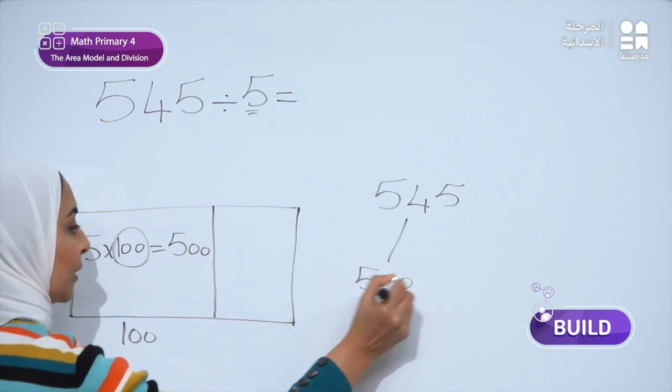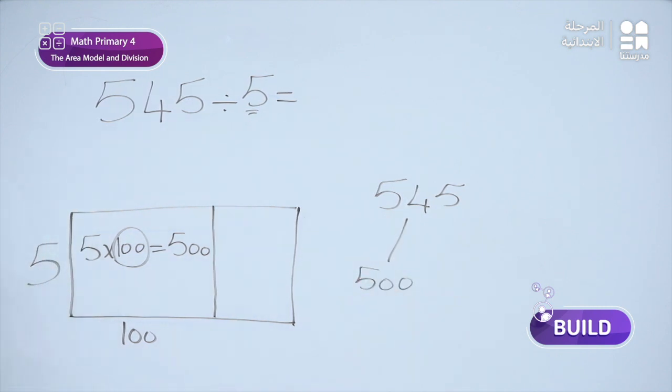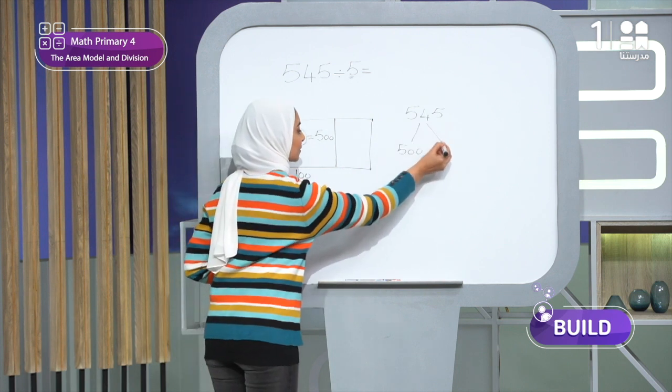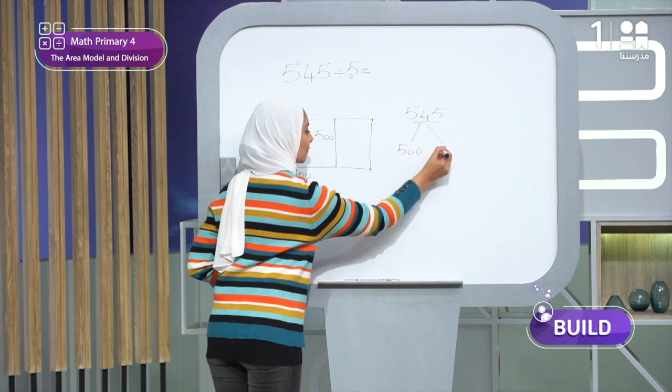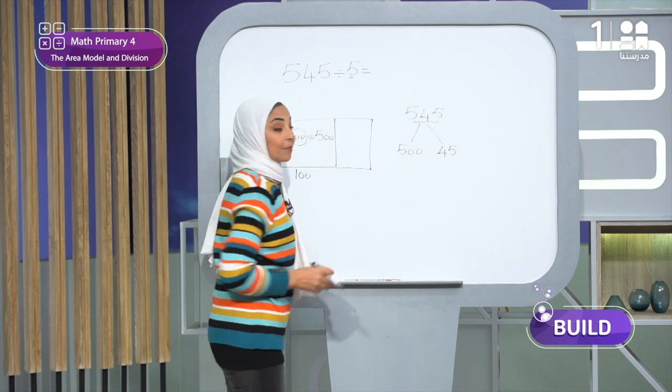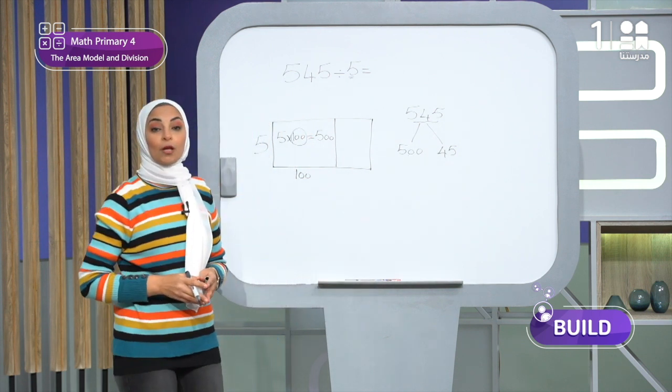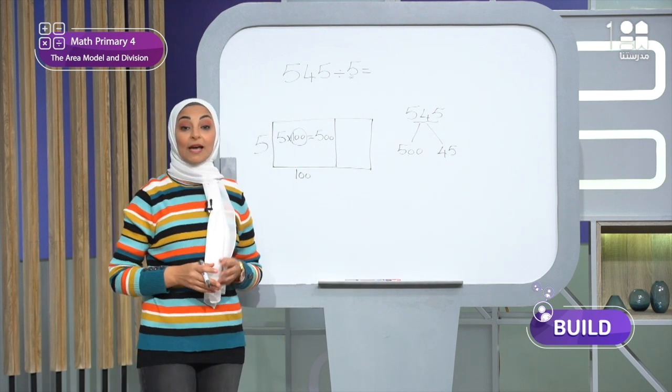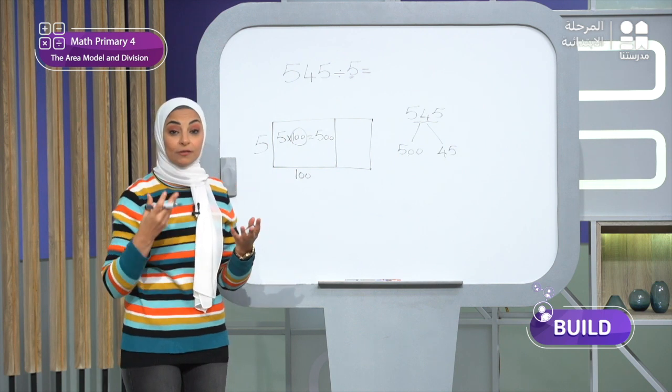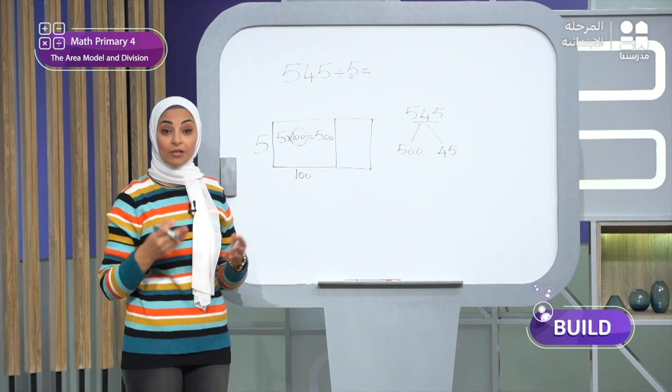I will subtract from it 500. The remainder is what? Of course, 45 left. So 545 equals... 545. Then what should I do? Of course, most of us will say that 45 equals 5 times 9. Isn't 45 equal to 5 times 9?